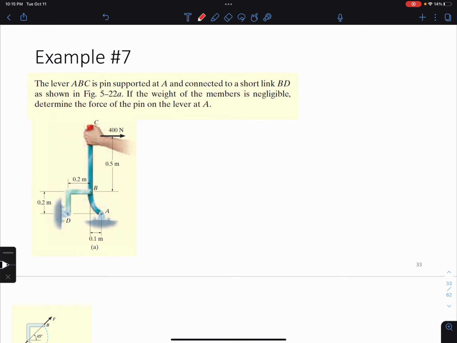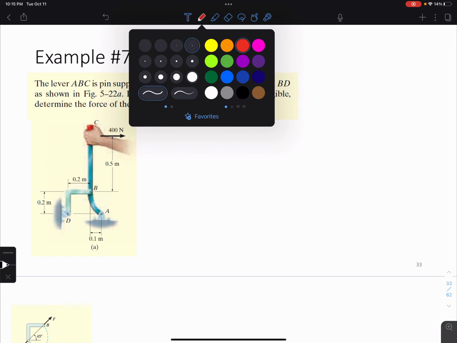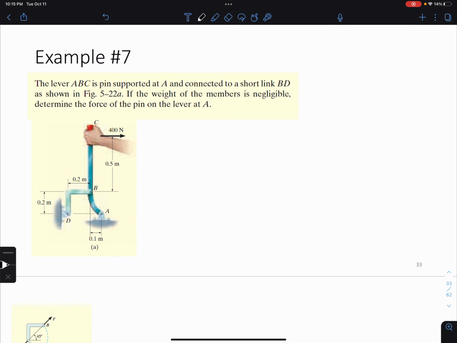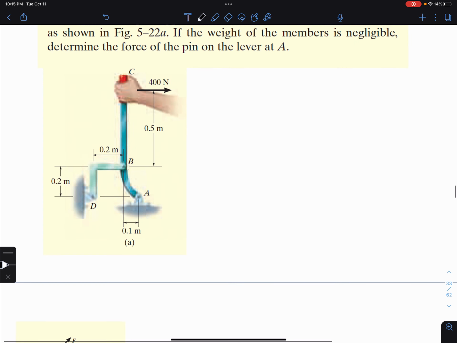Let's go ahead and do an example here of a two-force member application. The levers shown supported at A and connected to a short link BD. If the weight of the member is negligible, determine the force of the pin on the lever A. Okay, so here we can see that BD is actually considered a two-force member.